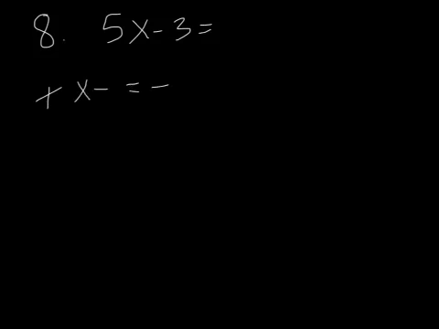Then on number 8, that's easy. You got 5 times negative 3. Once again, a positive times a negative always gives you a negative. And 5 times 3 is 15, so it's negative 15, and you are done.